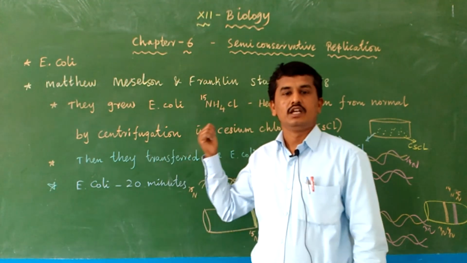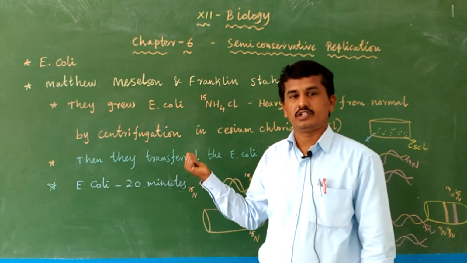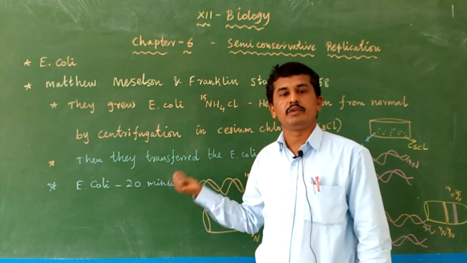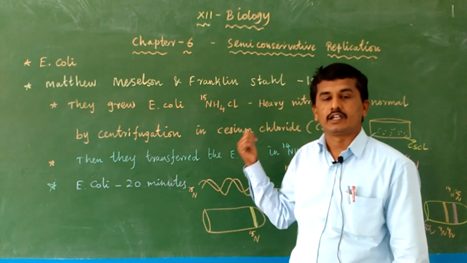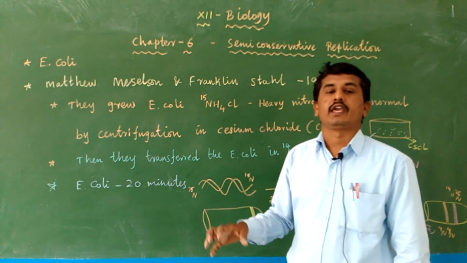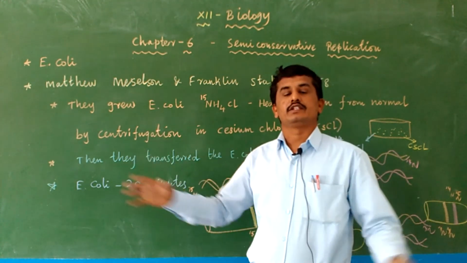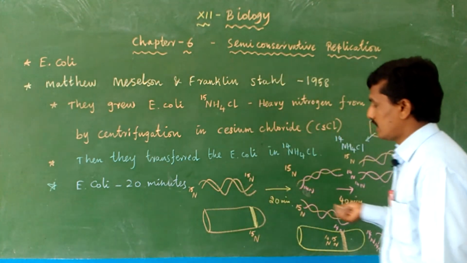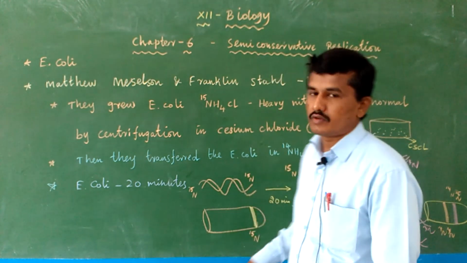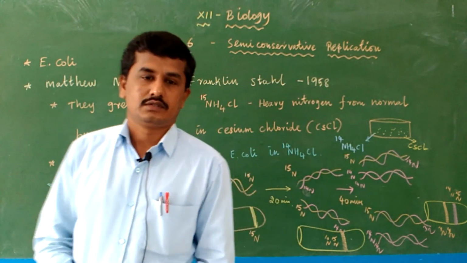This is actually not the replication procedure; this is the experimental proof of the semi-conservative method. In the next class I will explain what happens in replication, how DNA is replicated into two daughter DNAs. Okay, just draw the diagram and read even NCERT. Thank you.